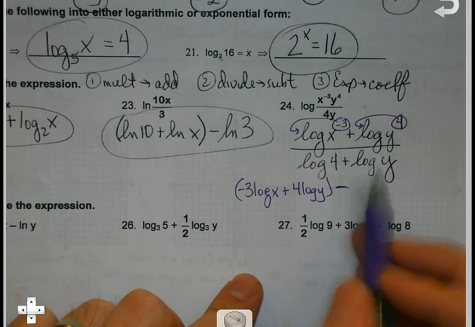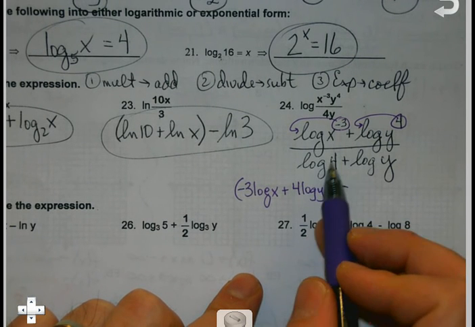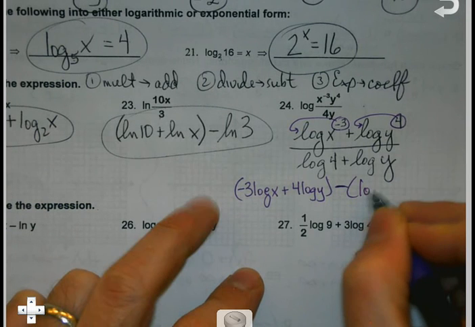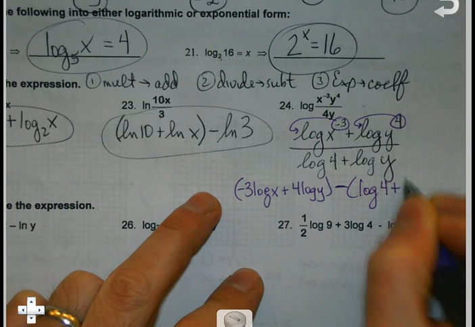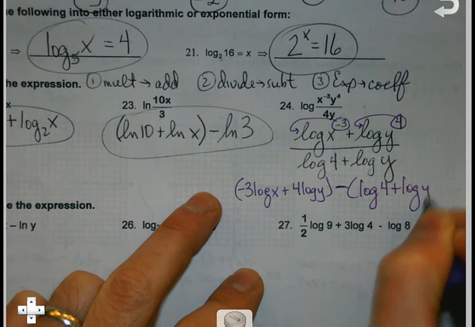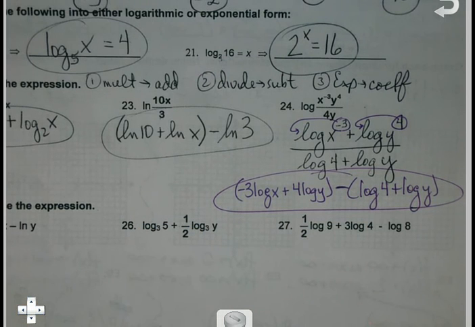And I don't see anything else I have to do here. There's no other exponents. This 4 isn't coming to the front. Okay, not an exponent. So I'm just going to rewrite that. And I'm set. Just take it in small pieces. You'll be okay with those.